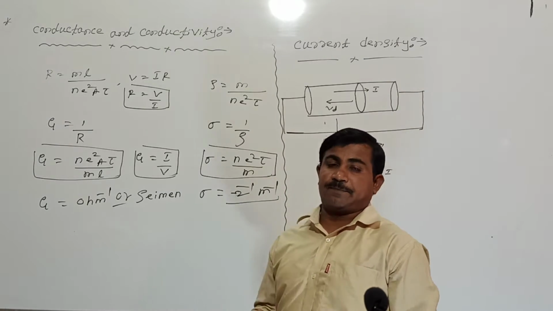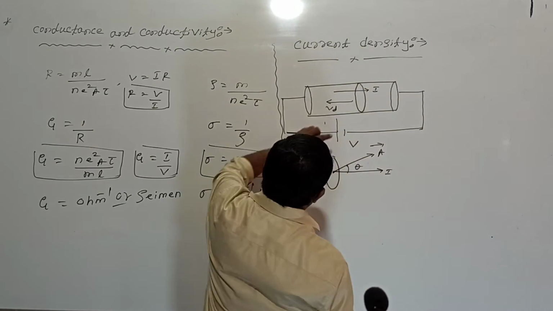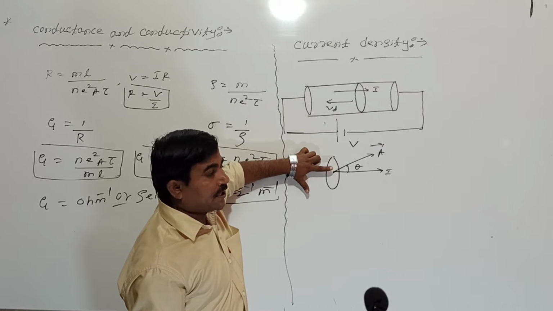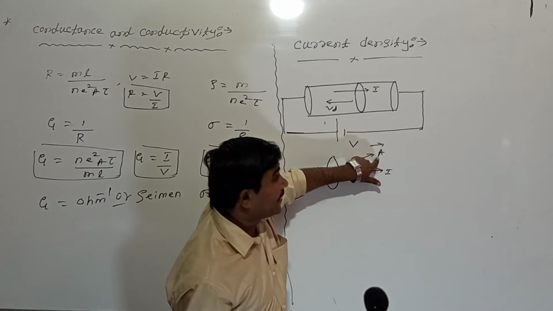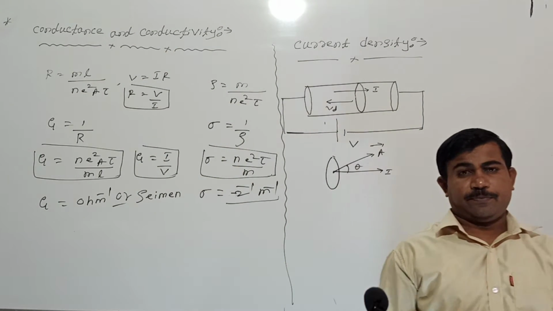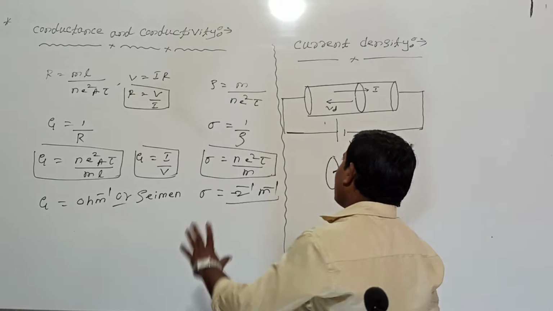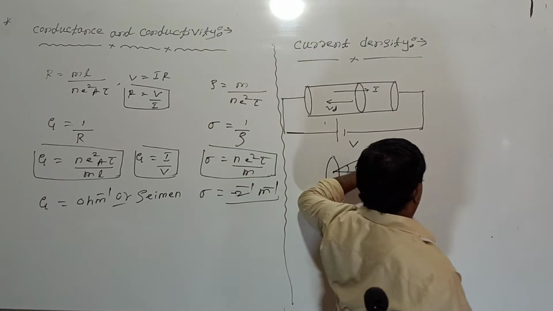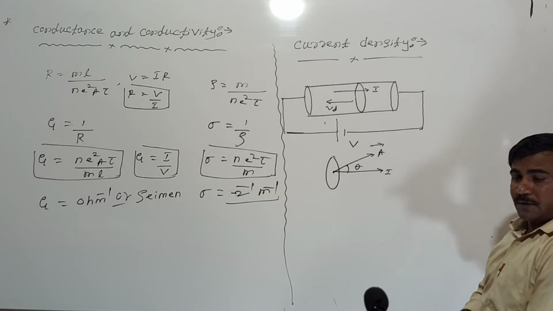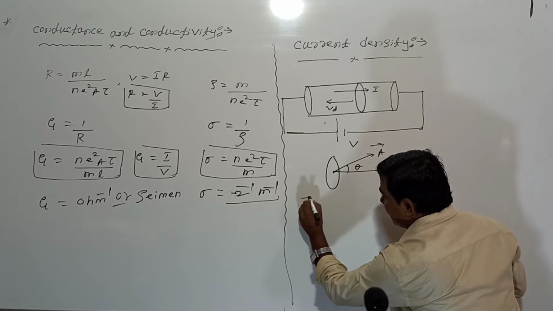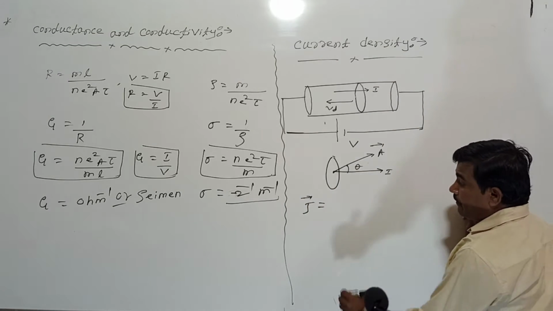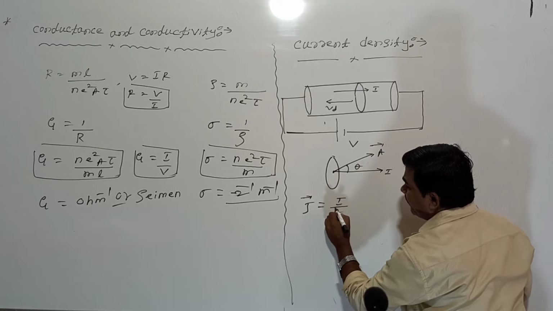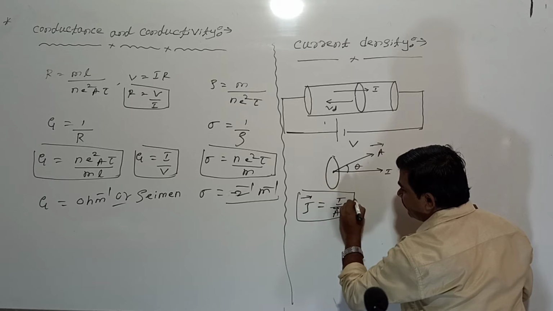Here, what is current density? Current density is, at a microscopic point within the conductor, the current per unit area. That we are calling current density. It is represented by J.